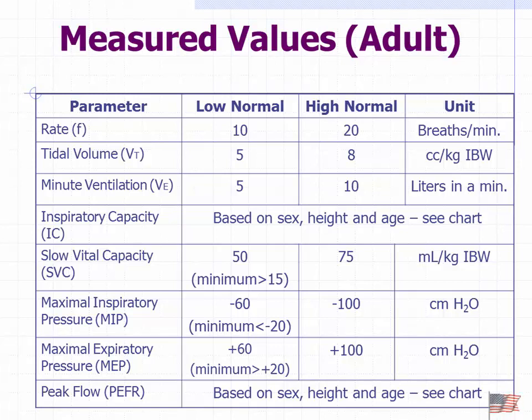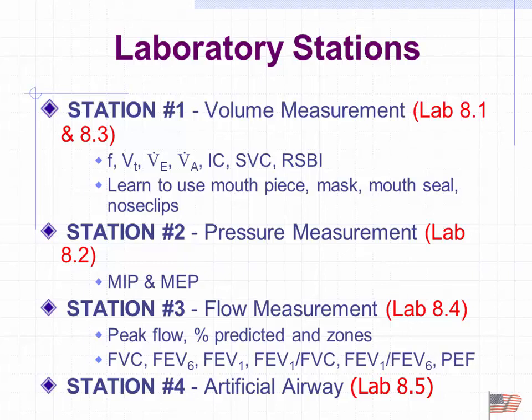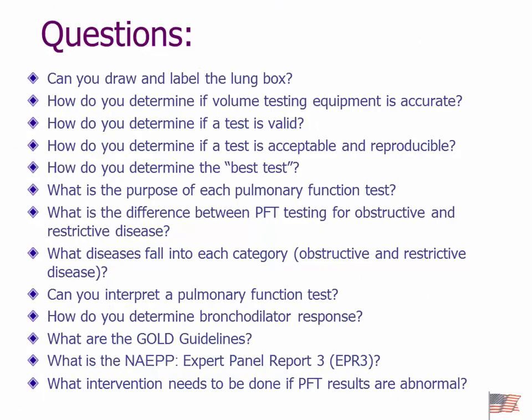So these are all the various values that we can use as far as normal values. Because we're going to go ahead and have you measure minute ventilation and count respiratory rates to determine the spontaneous tidal volume. We're going to go ahead and do a slow vital capacity, do a maximum inspiratory pressure, maximum expiratory pressure, do a peak flow, and do an FVC. So those are the 4 measurements we're going to end up using.